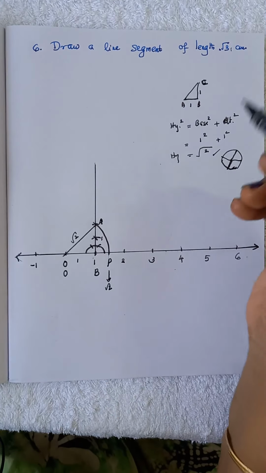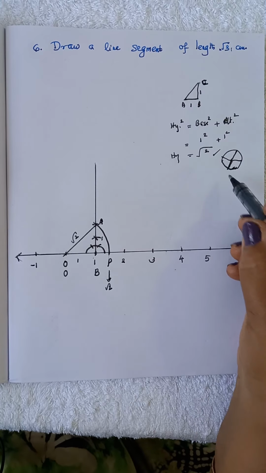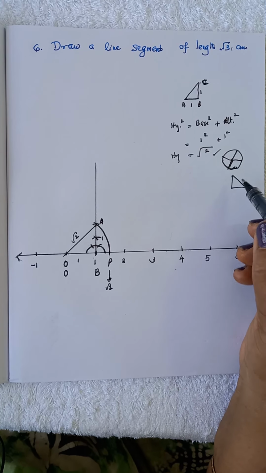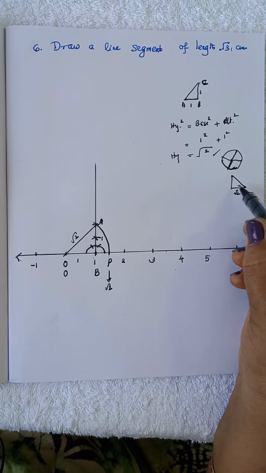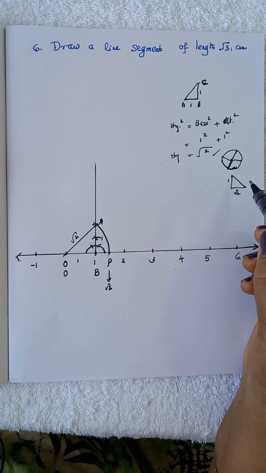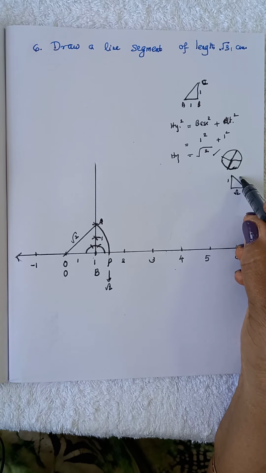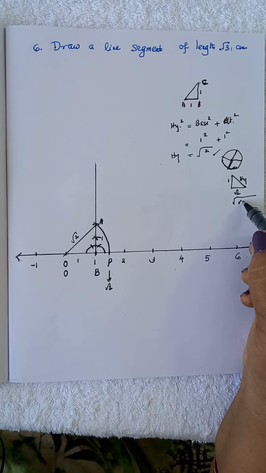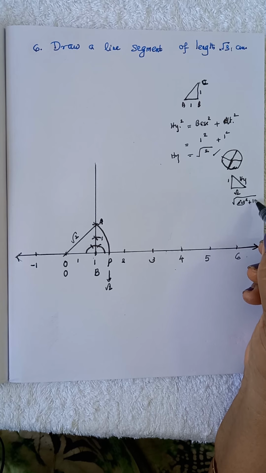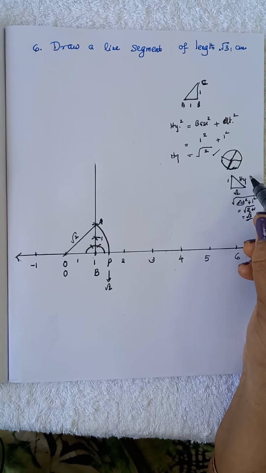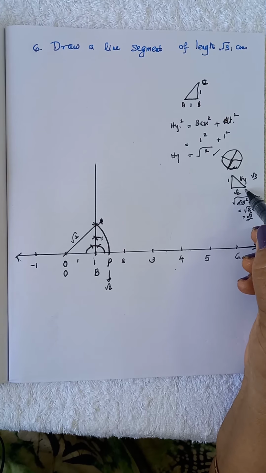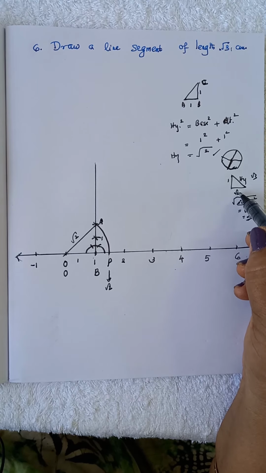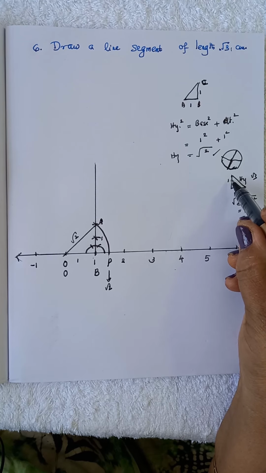Now we want root 3. So for that again we will draw another triangle with the base root 2 and altitude 1 unit. Then what will be this hypotenuse? Hypotenuse is equal to square root of root 2 square plus 1 square, that is equal to root of 2 plus 1, that is root 3. So this will be root 3. So for that we have to take the base as root 2 and the altitude as 1 unit.